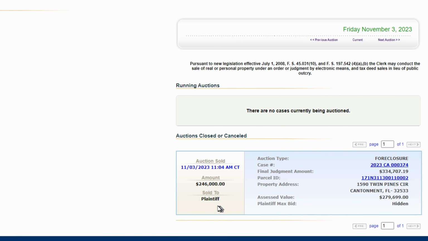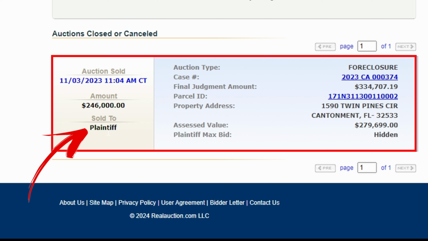Okay, here's the next one, plaintiff. So we know this one went back to the plaintiff, which is the bank. That's the one that's doing the lawsuit against the homeowner for not making the payments. They had to pay $246,000 to get this property back. This tells me right there that there were other people bidding on this property. This is how you know. If there's a dollar amount right here, compared to what I'm going to show you in a second, you know the plaintiff had to bid this amount to get the property back. Now their max bid was hidden, but the final judgment amount was $334,000.